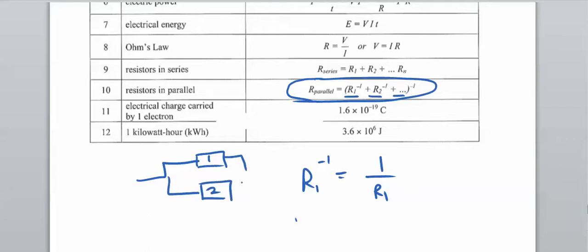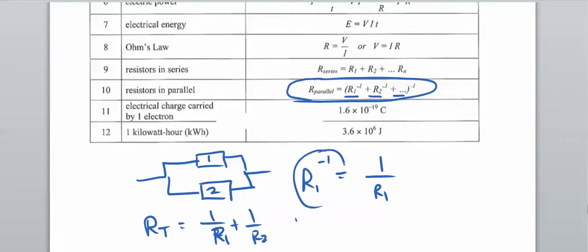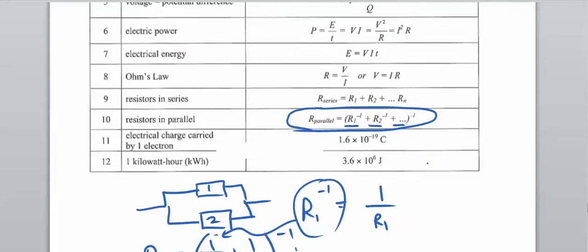To find the equivalent resistance of those, we would do 1 over resistance 1 plus 1 over resistance 2, which is this R to the power of -1. That's what those are. To the power of -1. And if you put that in your calculator, you can find it out.